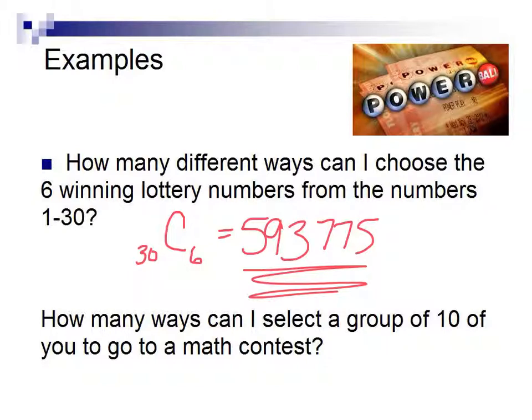Okay, so let's try one more example here. It says, how many ways can I select a group of 10 of you to go to a math contest? Okay, again, I'm picking a group of people. I don't care the order, I just need this group. So that's my clue. I've got to do combinations. It's the only one where order is not important. All right, and so it says a group of you in class. We counted up how many people there were. Let's go with that class we had earlier where there were 22 kids in it, and we're going to choose 10 of them. Okay, and so you just type that in your calculator, and that will tell you how many different groups I could pick to go to a math contest.